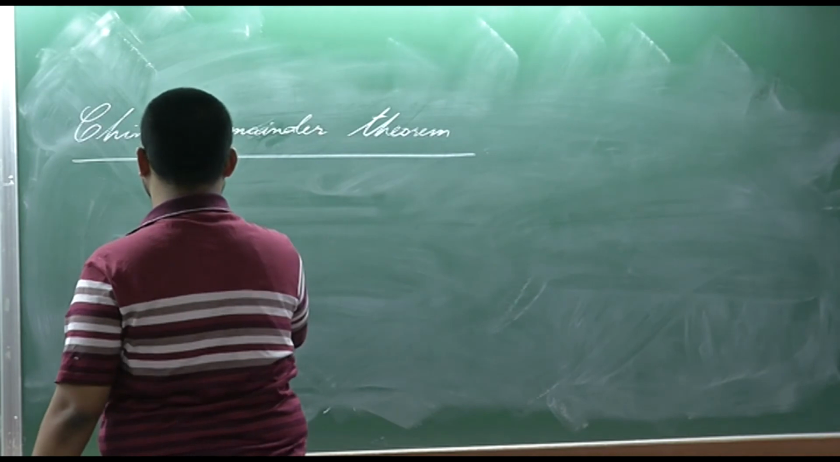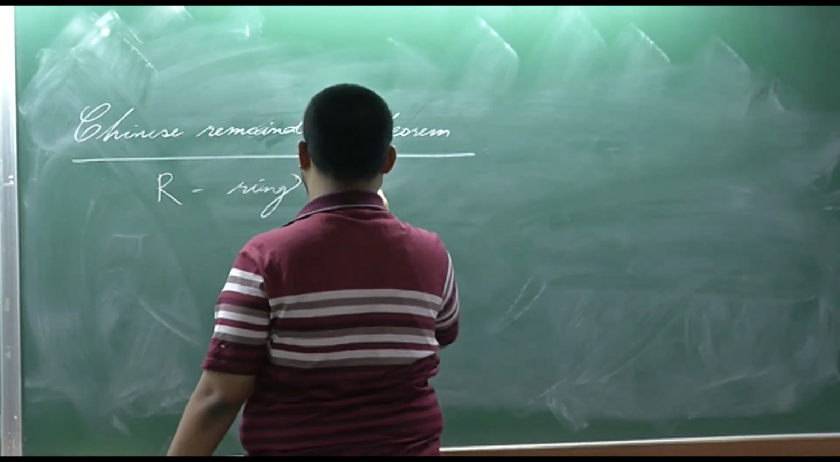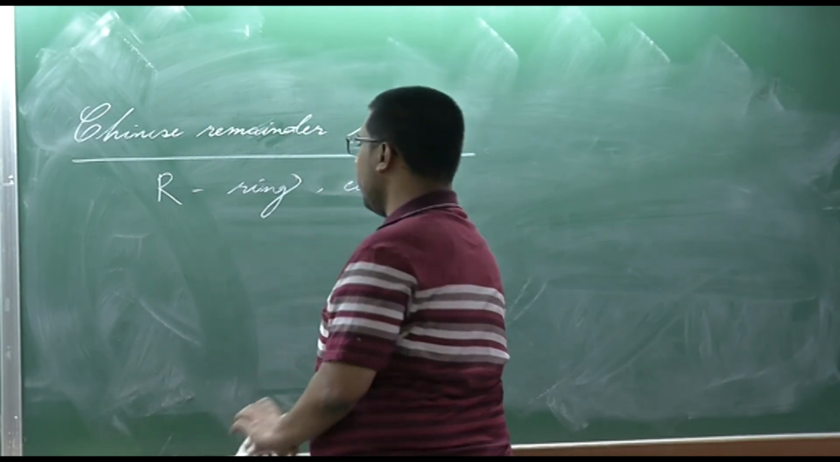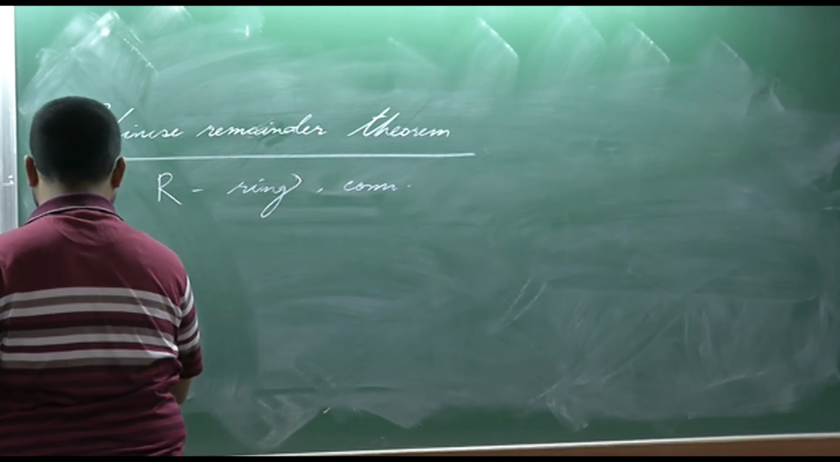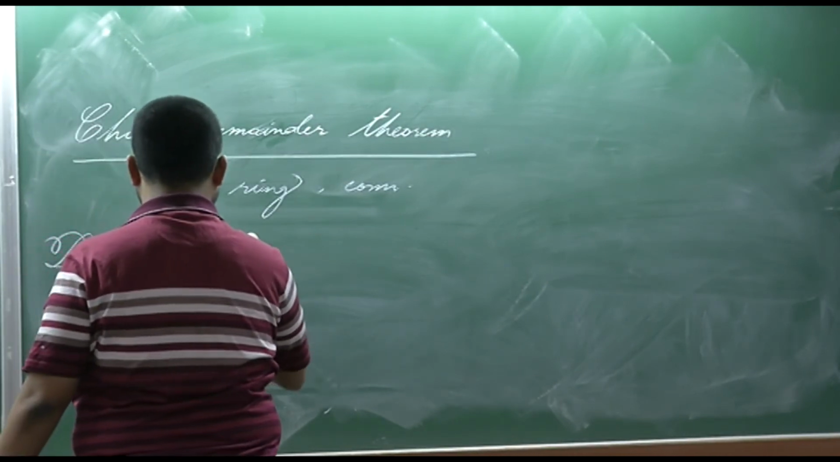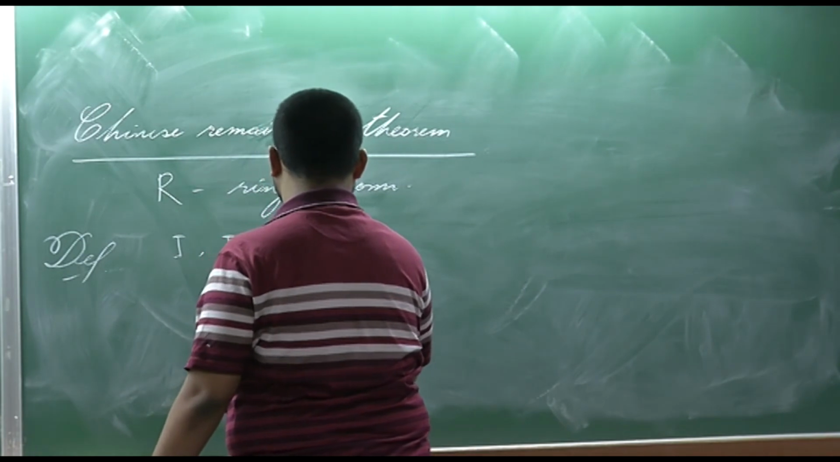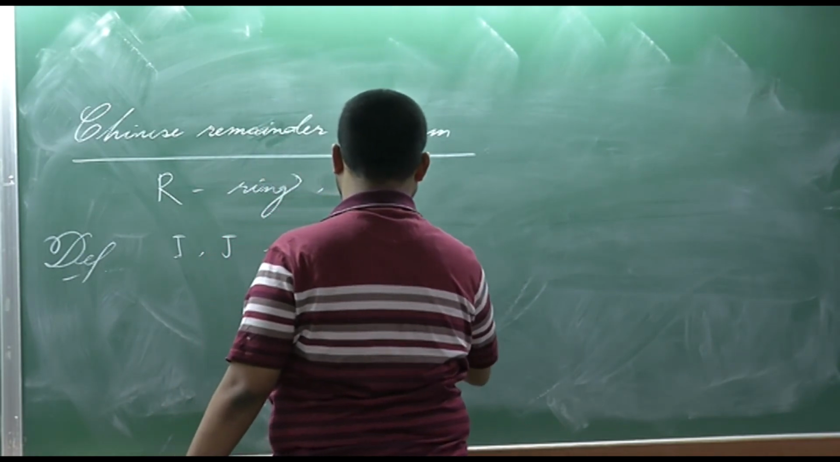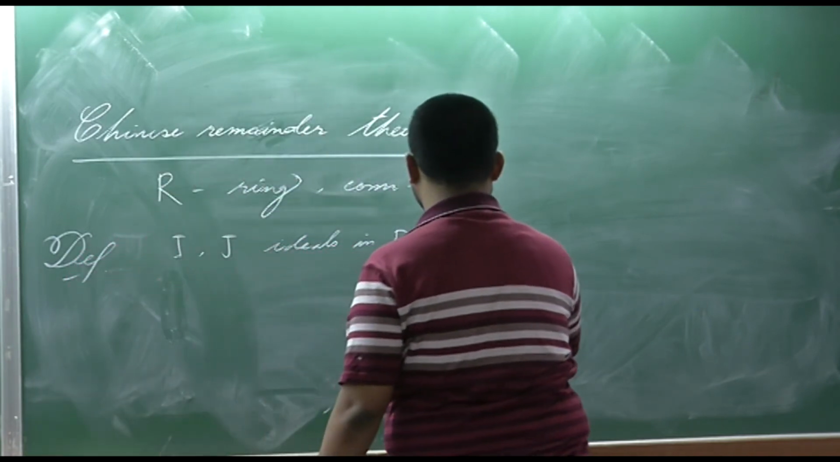So, here let us assume R is a ring. In fact, we assume commutative. Okay, we assume commutative. So, let me make a definition here. Suppose we are given two ideals in R, we say they are co-prime.